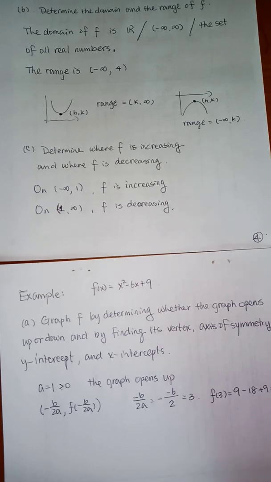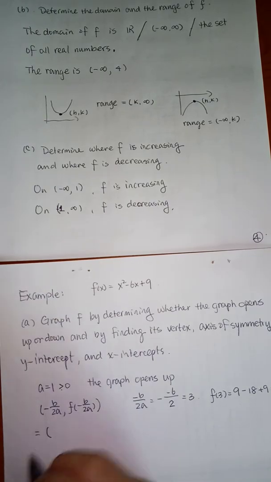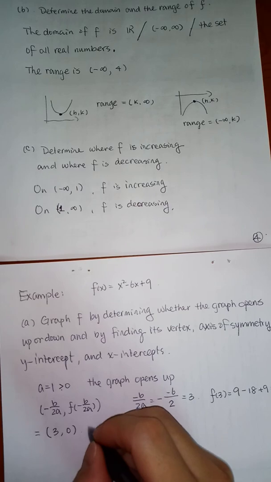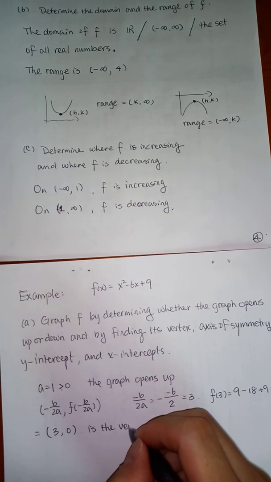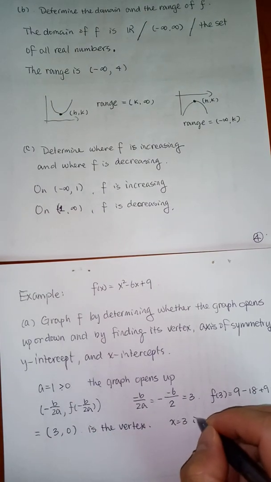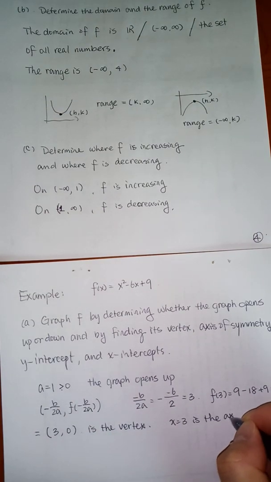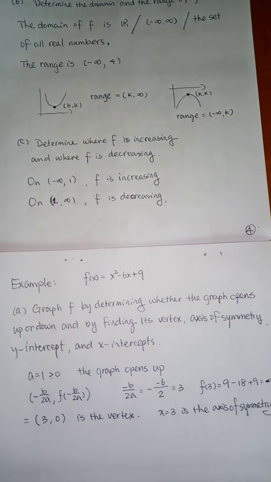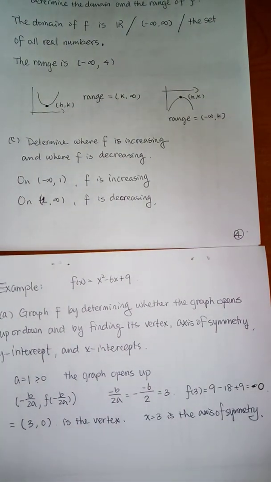That's equal to 0. Right? 9 plus 9 is 18. 18 minus 18 is 0. Okay, so the vertex is (3, 0), and x equal to 3 is the axis of symmetry.